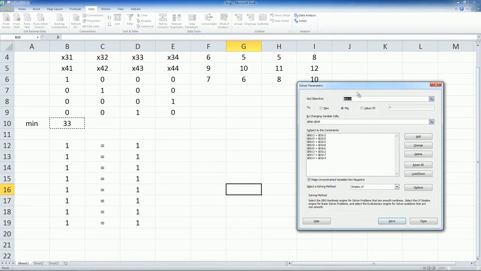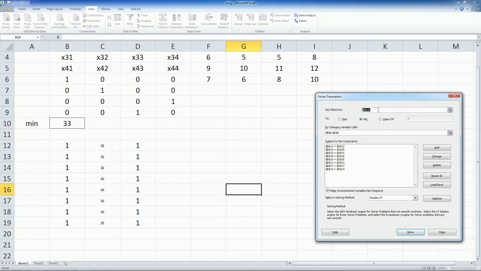I have already modeled it in the solver. You can see that the objective function is B10, which is shown here. The variables are from B6 to E9. So B6, C6, D6, E6, and this is E9. So the 16 variables are shown here. The feasible solution now has a value 33.